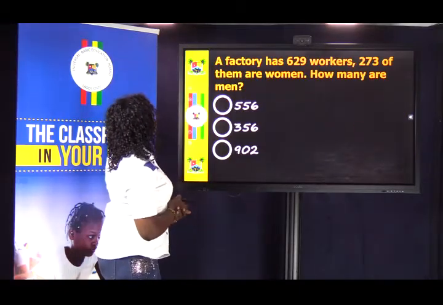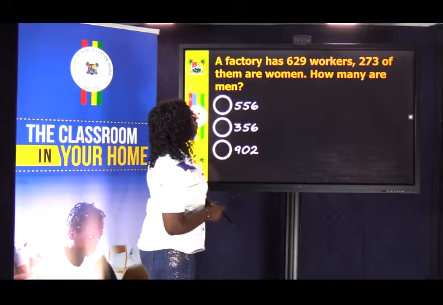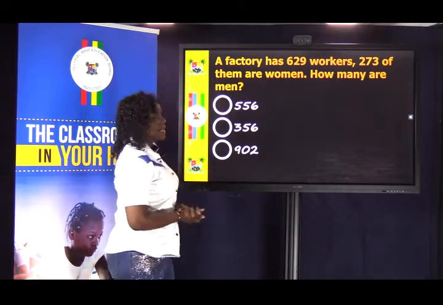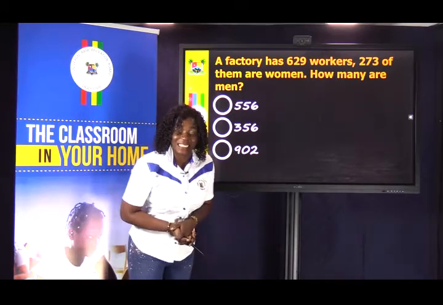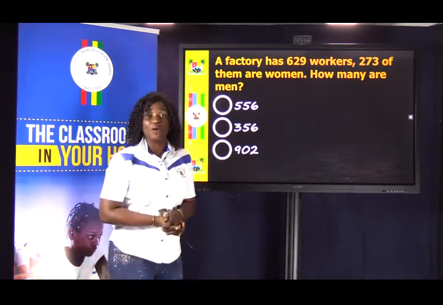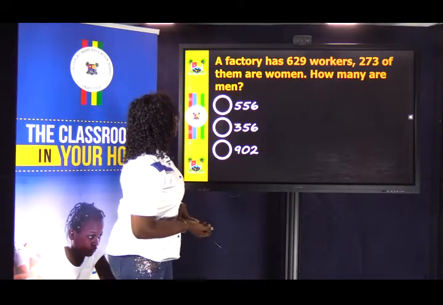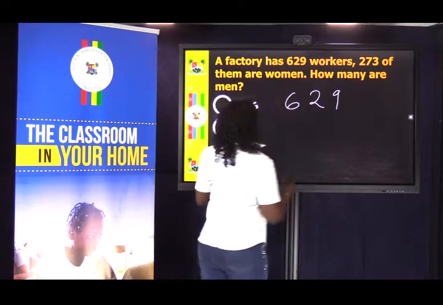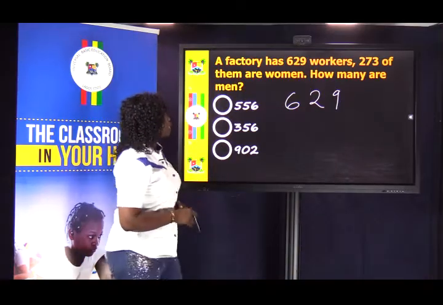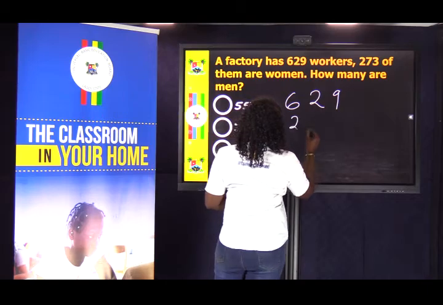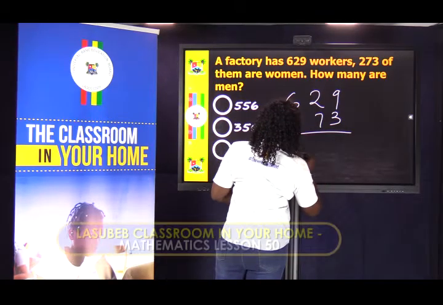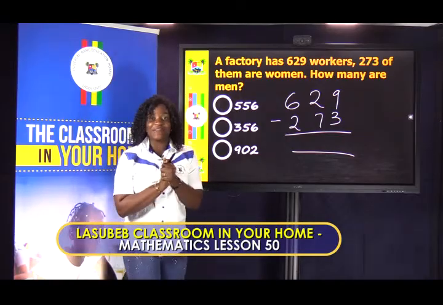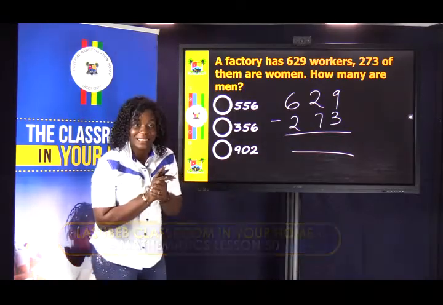A factory has 269 workers. 273 of them are women. How many are men? What type of question is this? Yes, word problem on subtraction. How many workers are in the factory? We have 269. To know how many men we have, we subtract the number of women from the total workers. 9 take away 3. Okay, let me give you 2 seconds to quickly complete it.